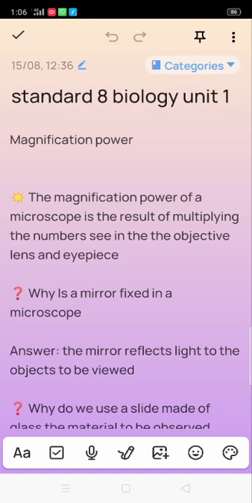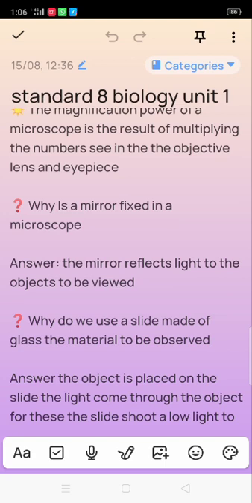Why is a mirror fixed in a microscope? Answer: the mirror reflects light to the objects to be viewed.